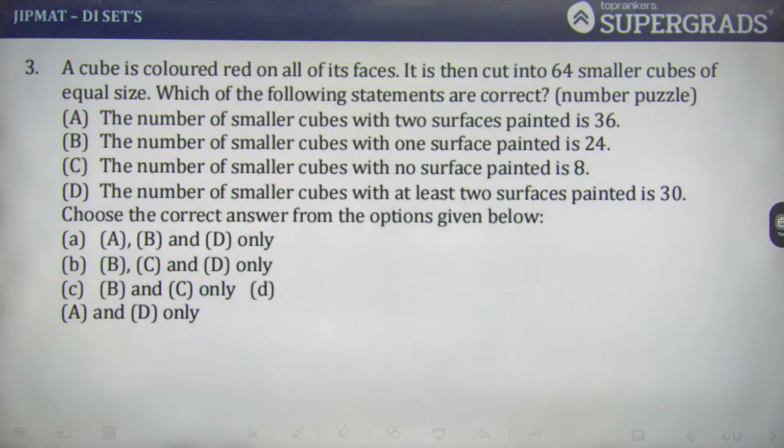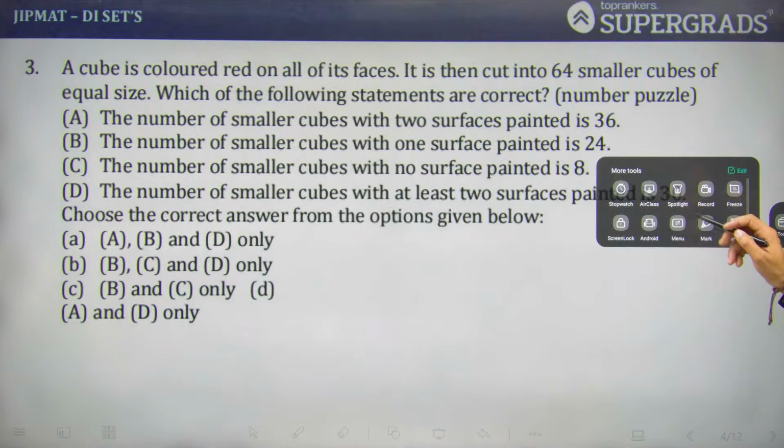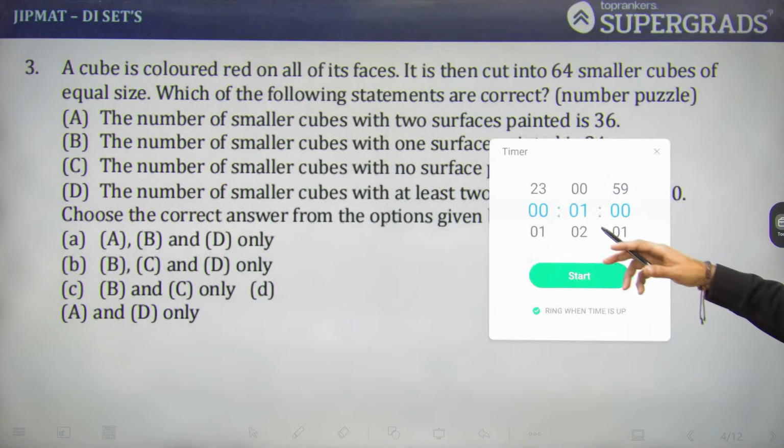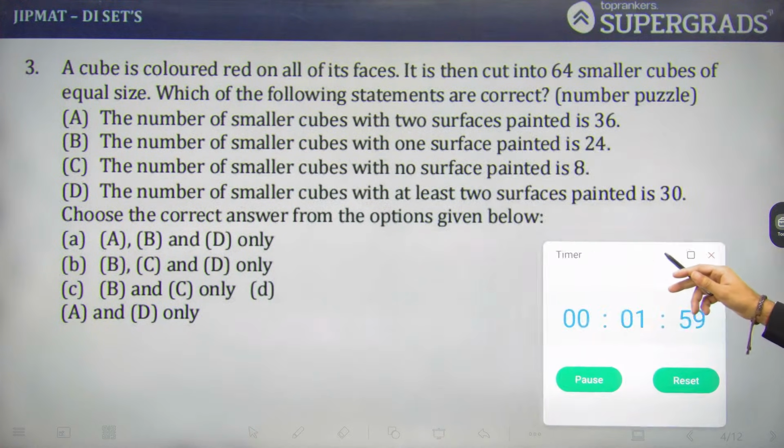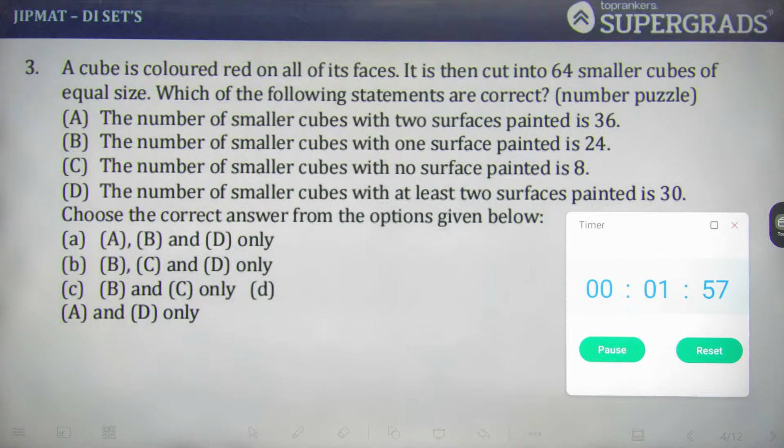Now here is a set from cubes. Again, I am giving you 2 minutes to solve this. A little calculation might be required, solve it.